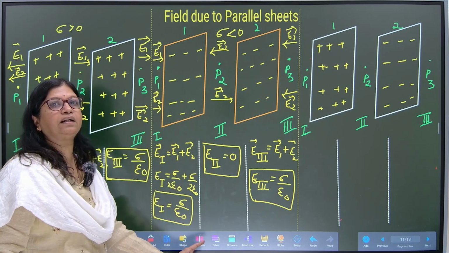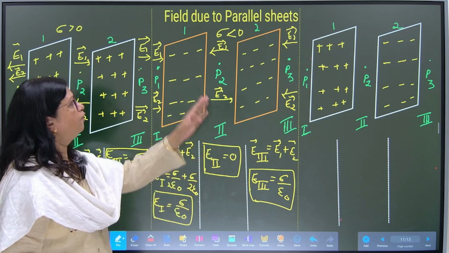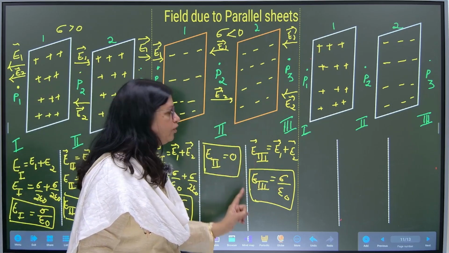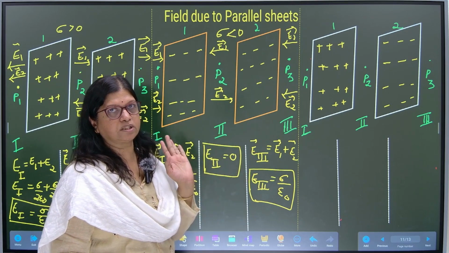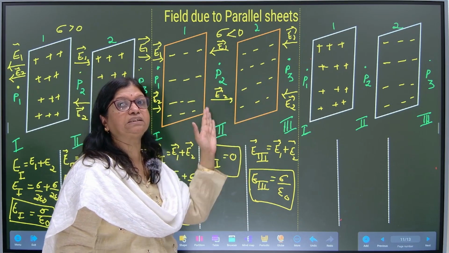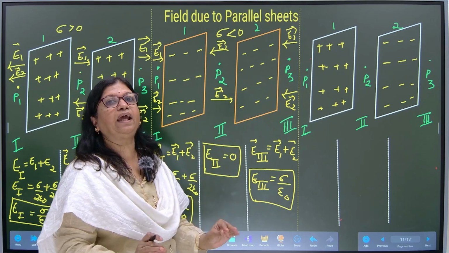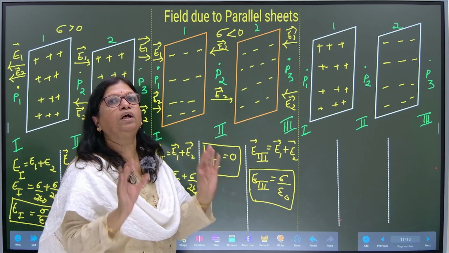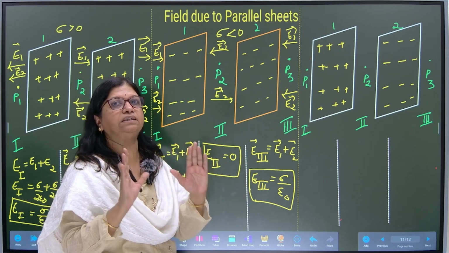For the central region, region 2, E2 is 0. For the region 3, electric field is equal to sigma upon epsilon naught. Correct? This is provided when both the sheets are of the same sigma in their value, less than 0 or greater than 0 surface charge density.